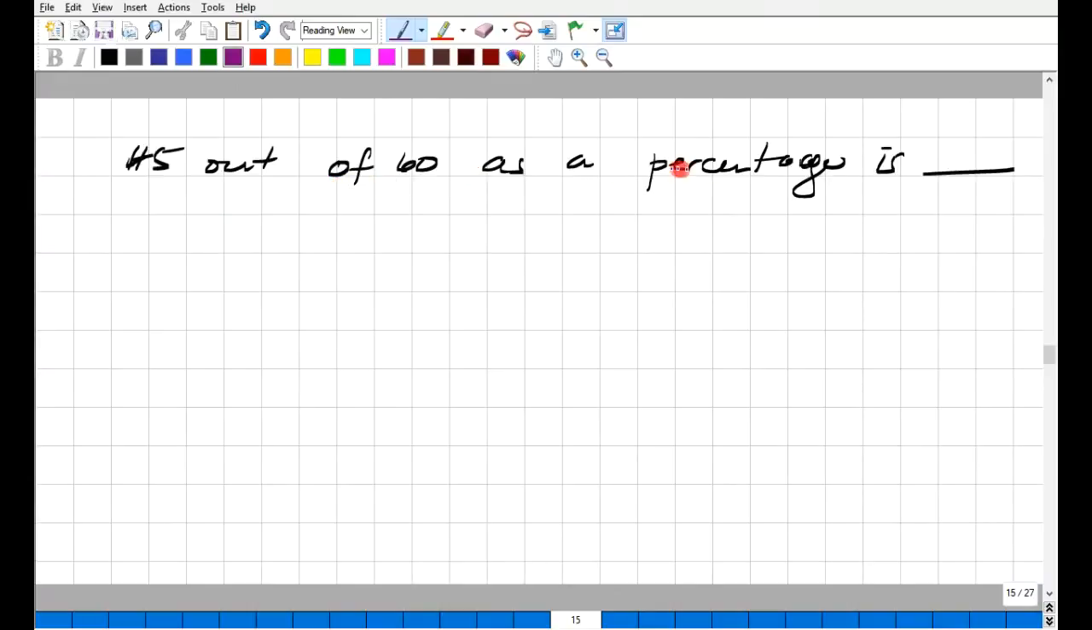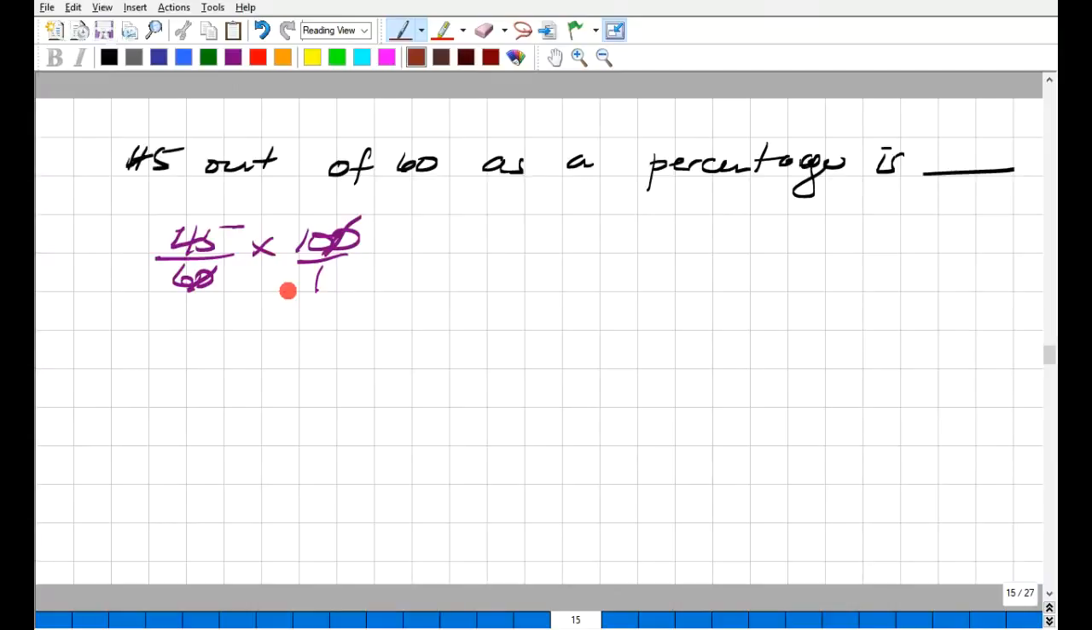45 out of 60 as a percentage is? How are we going to set this out? Sir, 45 over 60 times 100 over 1. 0 will cancel 0. What do I mean by 0 cancel 0? What does that mean?